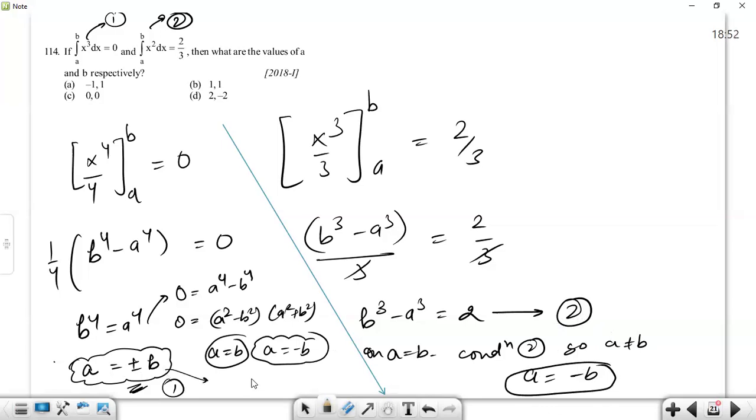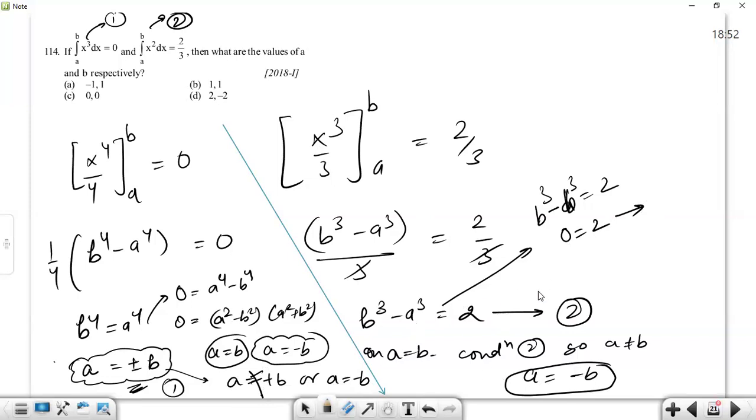What is the meaning of this result? a can be either plus b or a can be minus of b. If we are putting a is equal to plus b, then 0 cannot be equal to 2, right? Because b cube minus b cube becomes 2, so 0 is equal to 2, which is very much wrong, right? So that's why this does not satisfy condition number 2, which is given to us. That's why we can say that a should be minus of b. Now, is that clear? Are you with me? Any doubts?